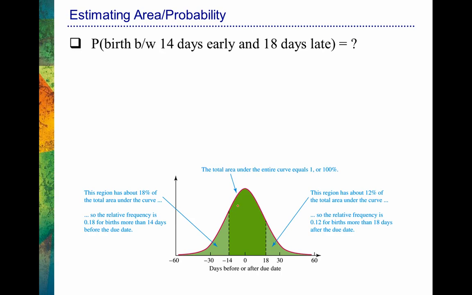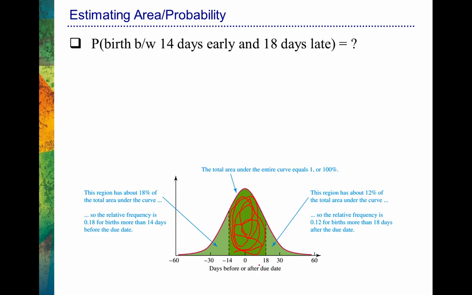Again, underneath this entire distribution is 100% of the scores, 100% of the data for these births. So the probability equals 1. The probability is certain that a birth is going to fall somewhere under there. If I want to figure out the probability of a woman giving birth between 14 days early, which is right here, and 18 days late, which is right here, I just need to figure out how much area is in this green section. If I can figure out how much area there is in that section, it will tell me the probability of a woman giving birth between 14 days early and 18 days late.